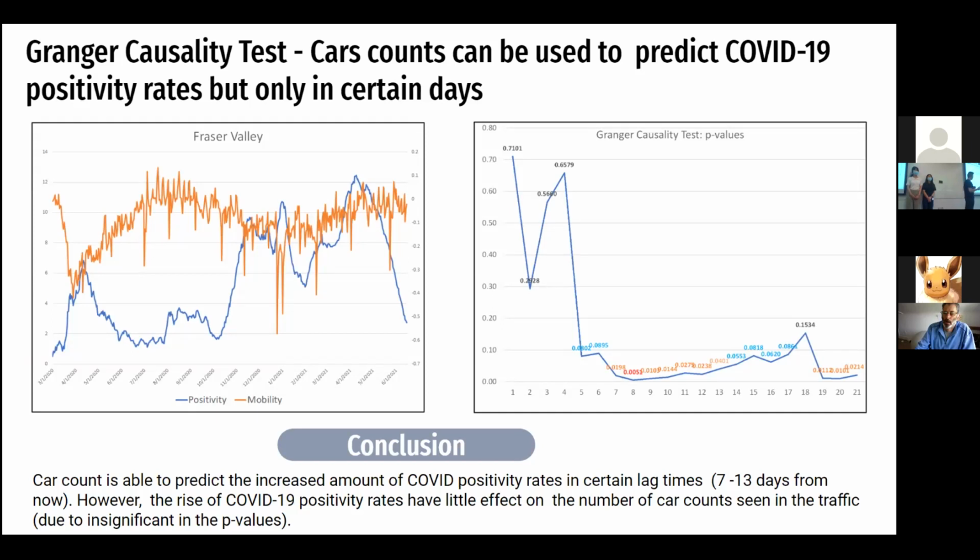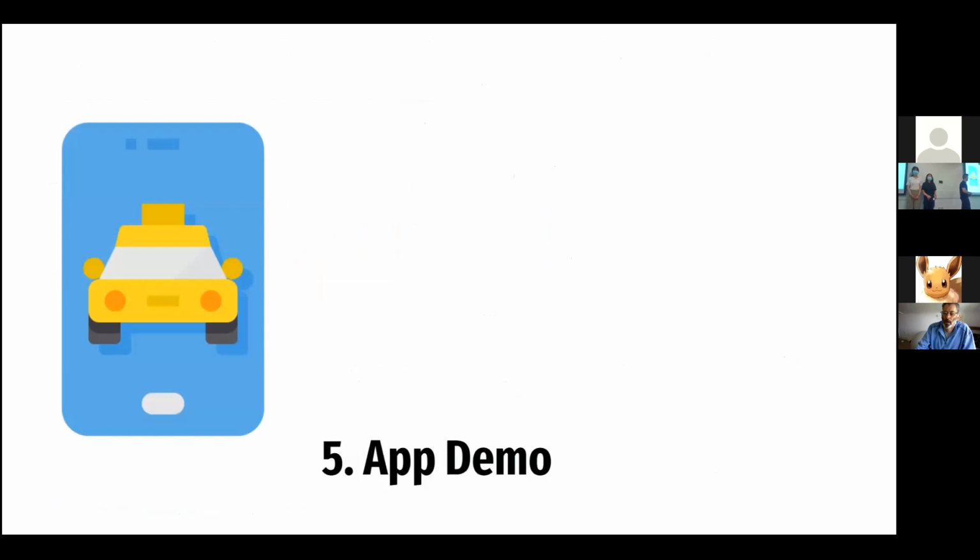Interestingly enough, if we switch the formulas around, and ask whether COVID positivity rates predict traffic counts, then we see an insignificant relationship. So that's interesting to see. In conclusion, we are able to determine that the car count is able to predict increased COVID positivity rates in certain days from now. However, if we switch the formulas around, it has little effect, and we can't predict much due to insignificant p-values. So we're going to move on to the app demo next.